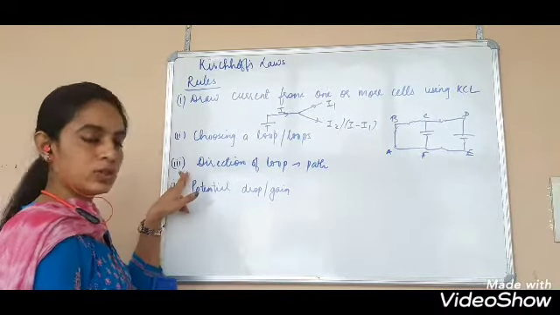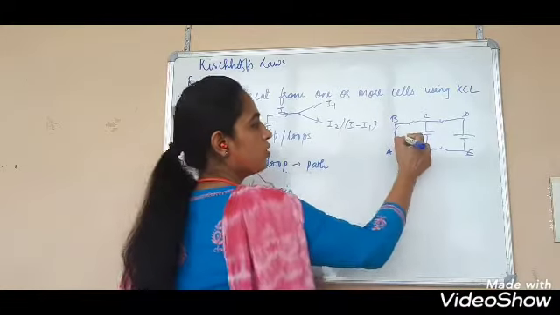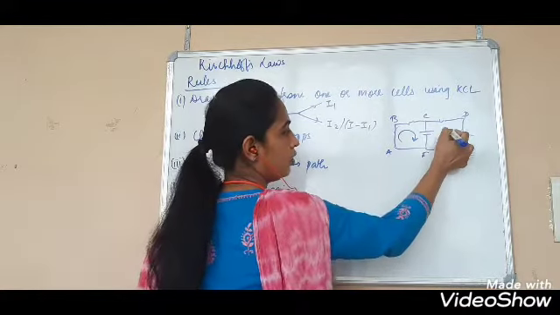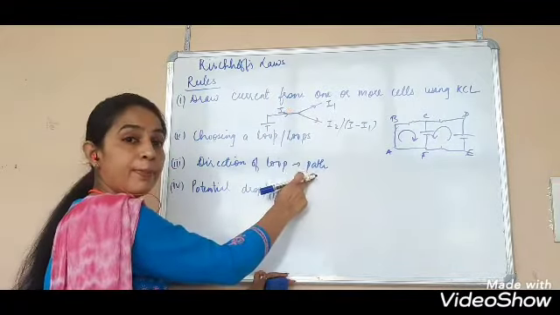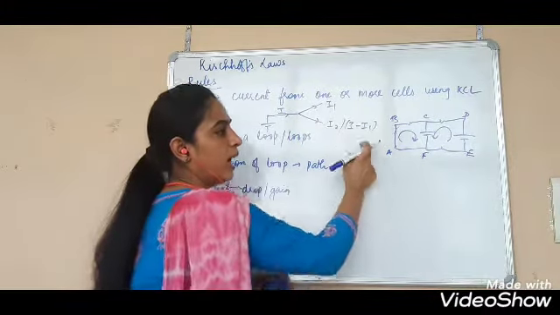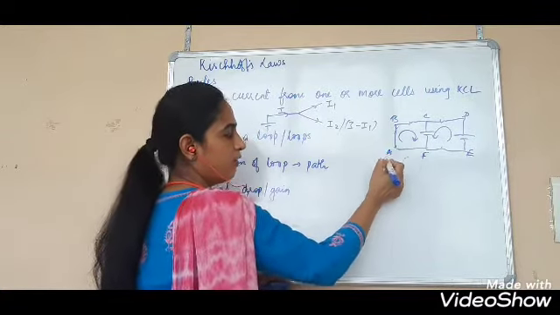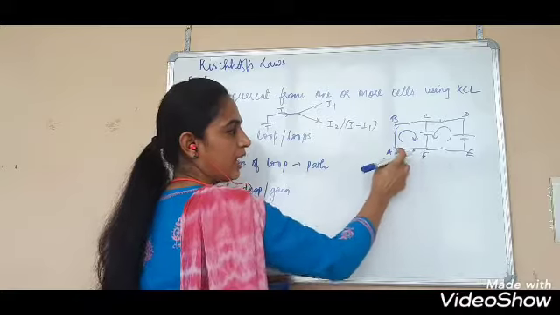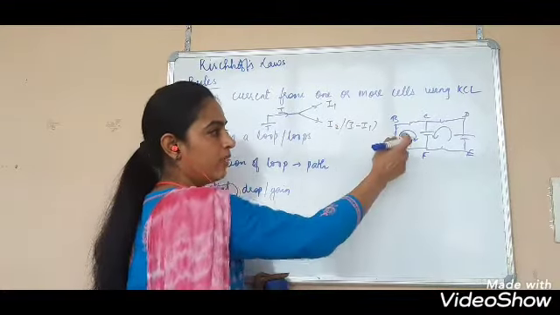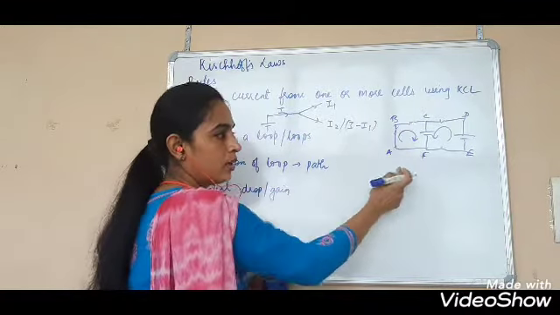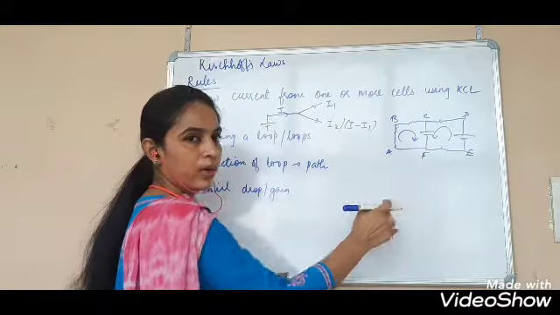Then once you have chosen a loop, choose a direction of the loop. You can choose clockwise or anti-clockwise. This direction is called the path of the loop. Remember, we have to choose the path. This is very important. If I have chosen a loop A, B, C, F, A, in this closed loop, how I am traveling, going from A back to A clockwise or anti-clockwise, that is up to me.